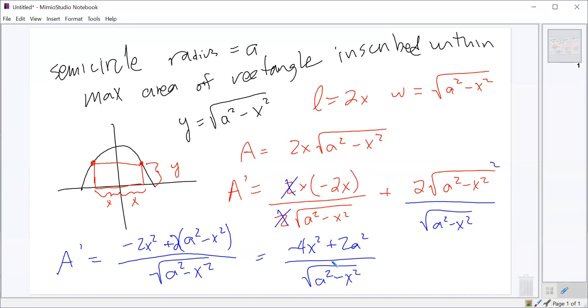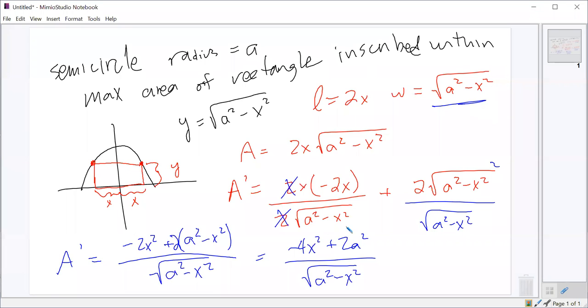Yep. Okay. And so then we say, all right, when does this equal 0 and when is this undefined? Well, it's undefined when a squared minus x squared equals 0. But if a squared minus x squared equals 0, that would mean that the width would be 0. And we're not going to have a width of 0. So that doesn't make any sense.